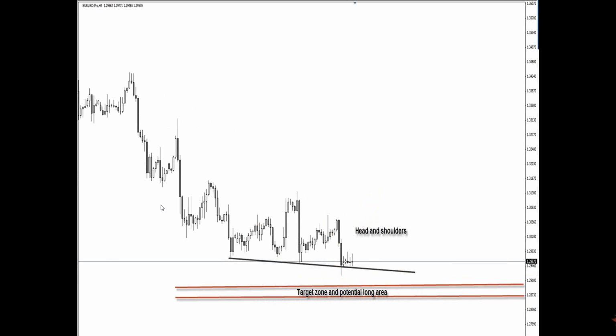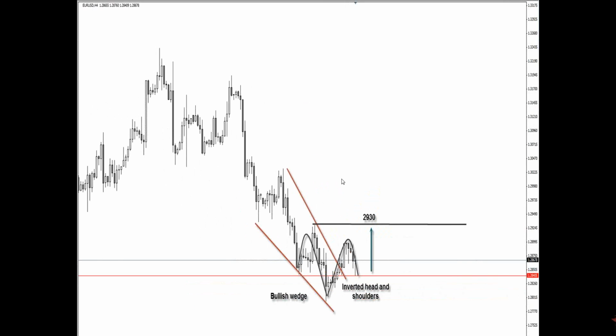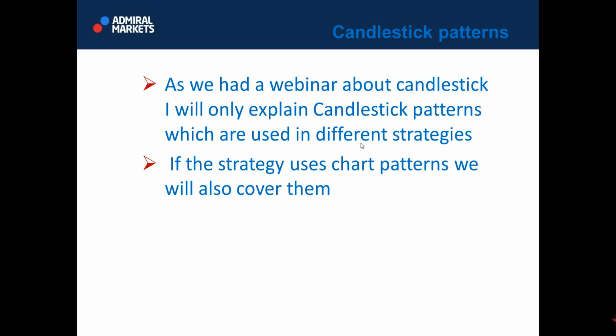Now in this example we see head and shoulders, and in the next example we see inverted head and shoulders. So if you follow my analysis, you will usually see these kinds of patterns on the blog and on Forex Factory. Okay, so this is a bullish wedge, this is an inverted head and shoulders, and you can see the price action. This was a perfect trade setup when the price was below 29. I remember this. So this was also taken from my chart. Okay, so memorize these chart patterns.